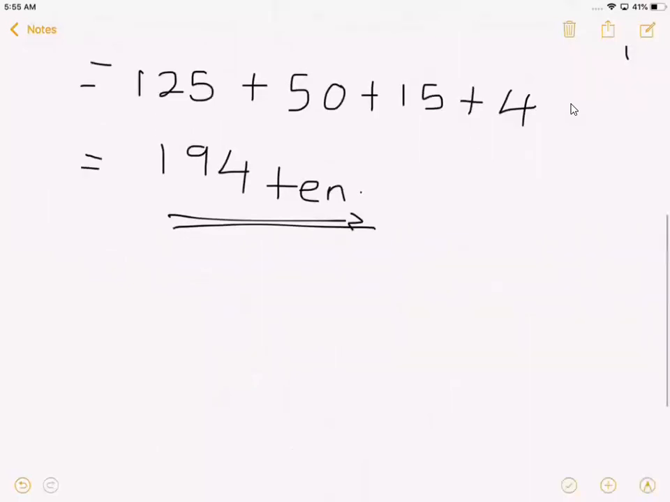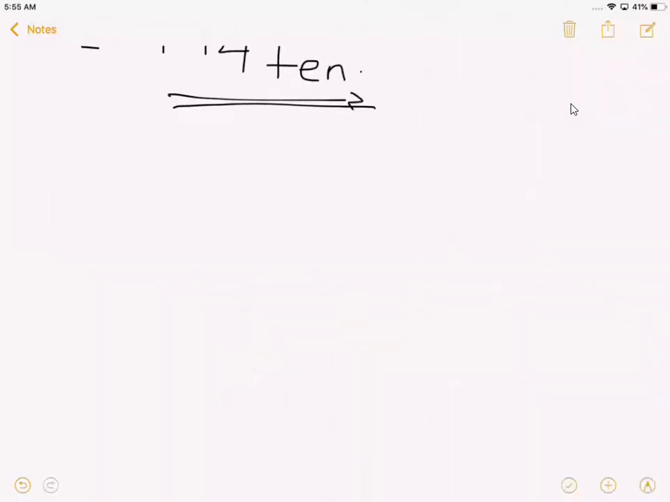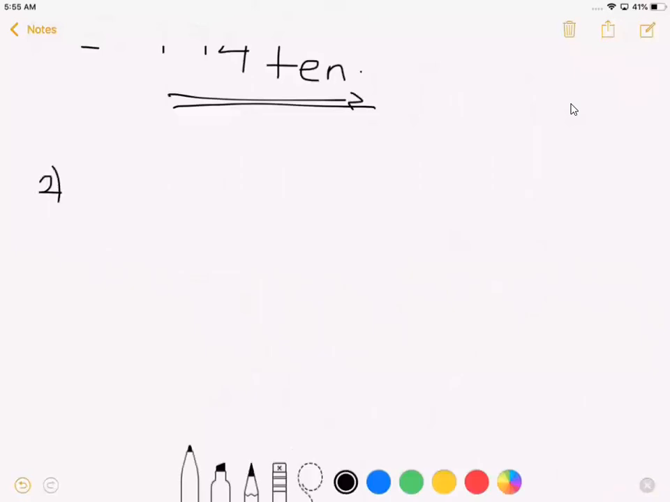Another one. This time given 1, 1, 1, 0, 0, 0, which is in base 2, and you want to change it to base 10. We are going to do the same thing. You take the first number and multiply by 2. So I will say 1 times 2.